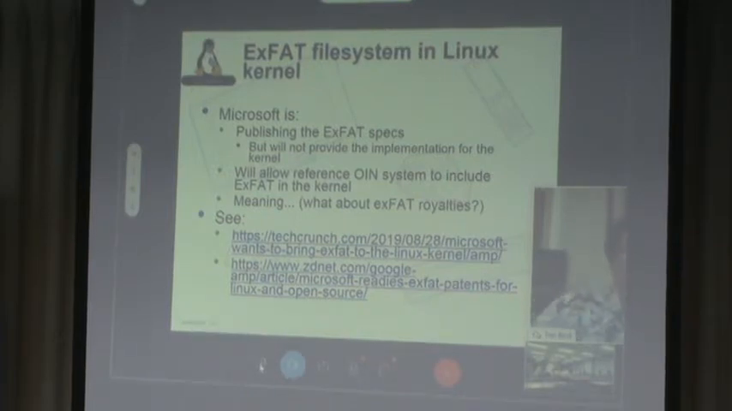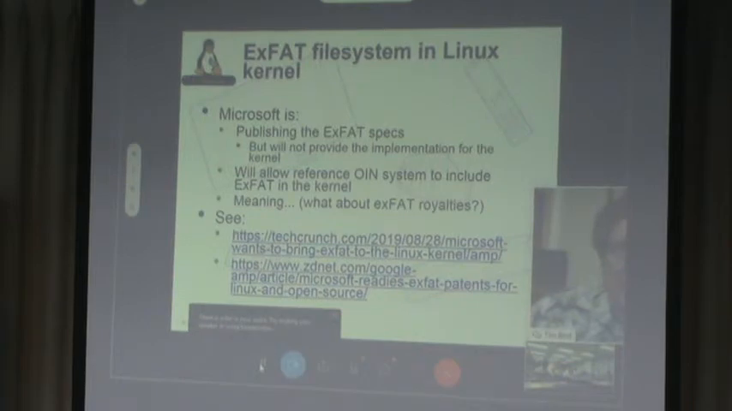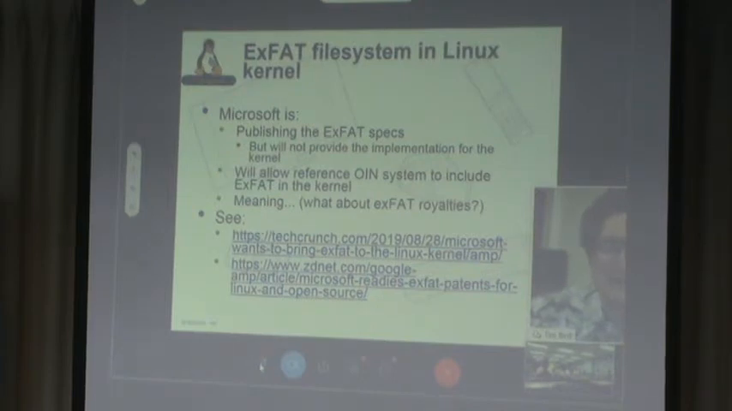So OIN is a patent pooling group that tries to defend Linux against patents. If Microsoft says it's okay for OIN to include exFAT in their reference kernel, that means, I think, no one has said this explicitly, but what that means is that Microsoft will not assert any of their exFAT patents against Linux users. Now, it may be that the exFAT patents are about to expire, but I don't know.